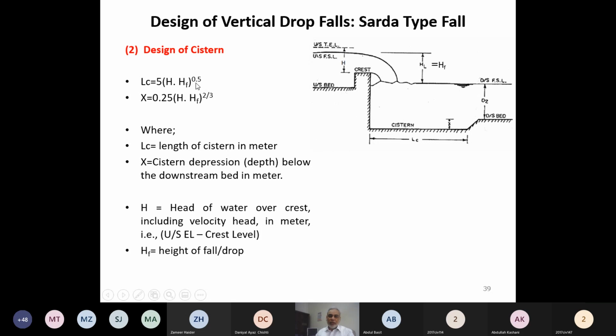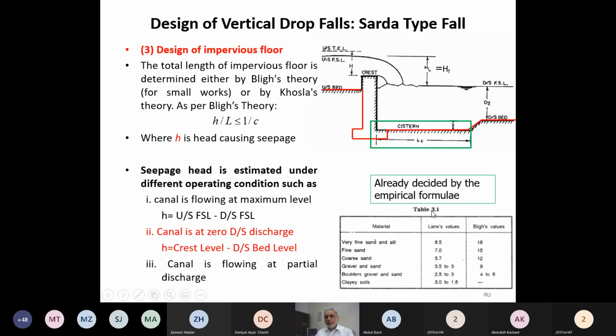And length will be 5 times of this product, H into HF under root. So this much length should be provided. So this will be called as LC. ये चीज़ें decide होंगी। Third thing is how much should be the length of the concrete floor, impervious floor, design of the impervious floor.